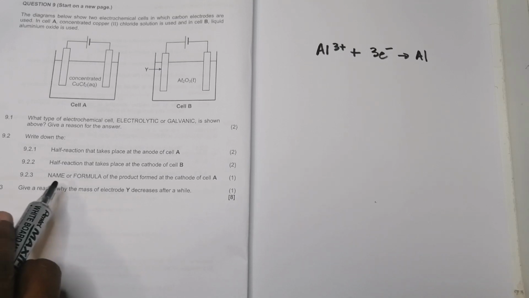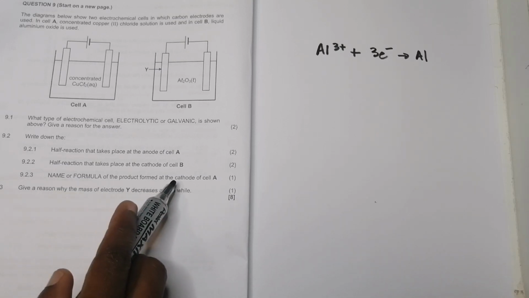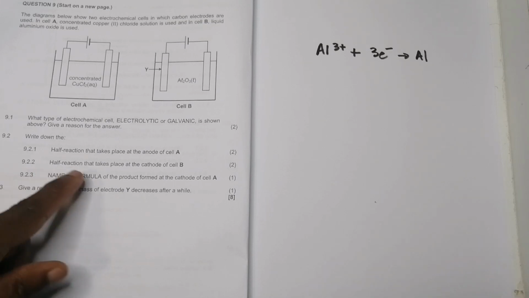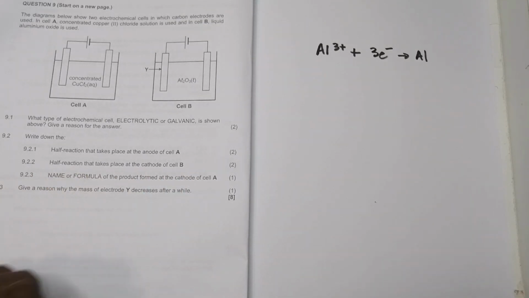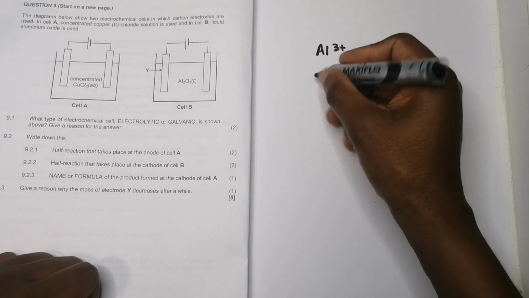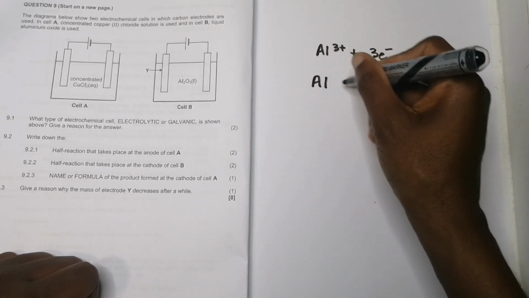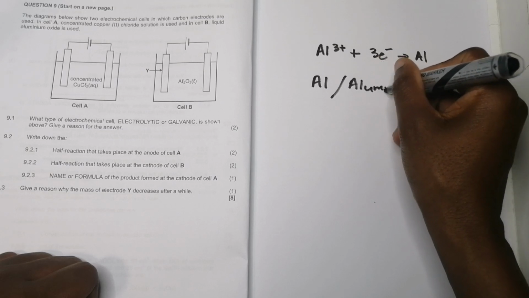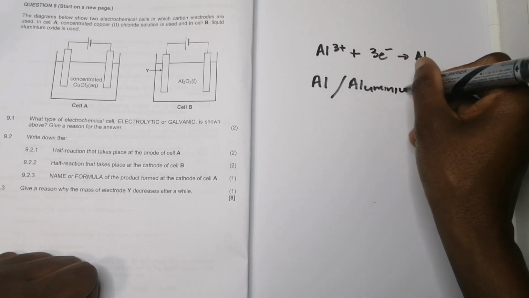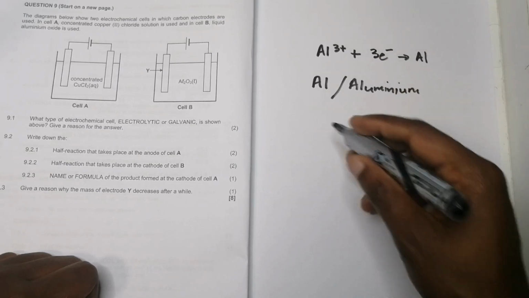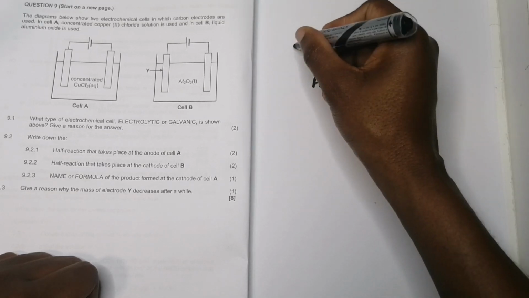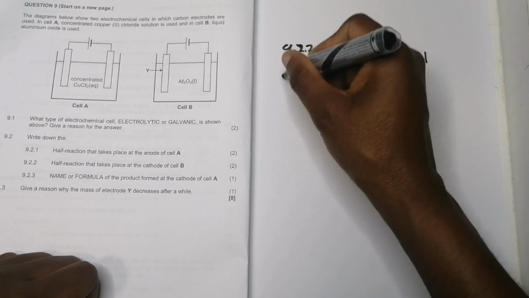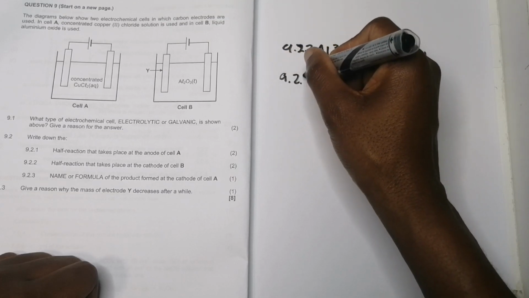Now they say to you, name or formula of the product formed at the cathode of cell B. So what was formed there? They said name or formula, so you can either write Al or write it out in full, aluminium. Okay, and so that would be 9.2.2 and that would be 9.2.3.